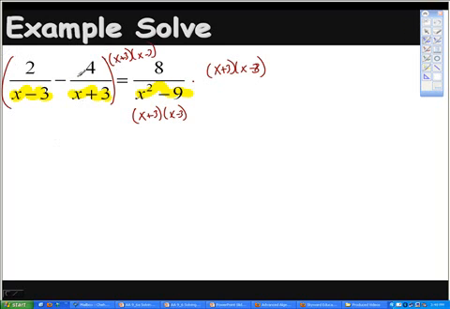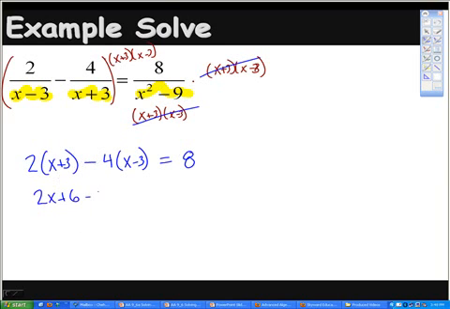So on the left side, when I multiply the 2 over x minus 3, the x minus 3's will reduce out, and I'll have left the 2 times x plus 3. Minus, when I multiply the 4 over x plus 3, the x plus 3's will reduce out, I'll have the 4 times x minus 3. Equals. Here everything goes out, I'm just left with the 8 on the top. Let's go ahead and distribute. I have 2x plus 6 minus 4x plus 12. That still equals 8.